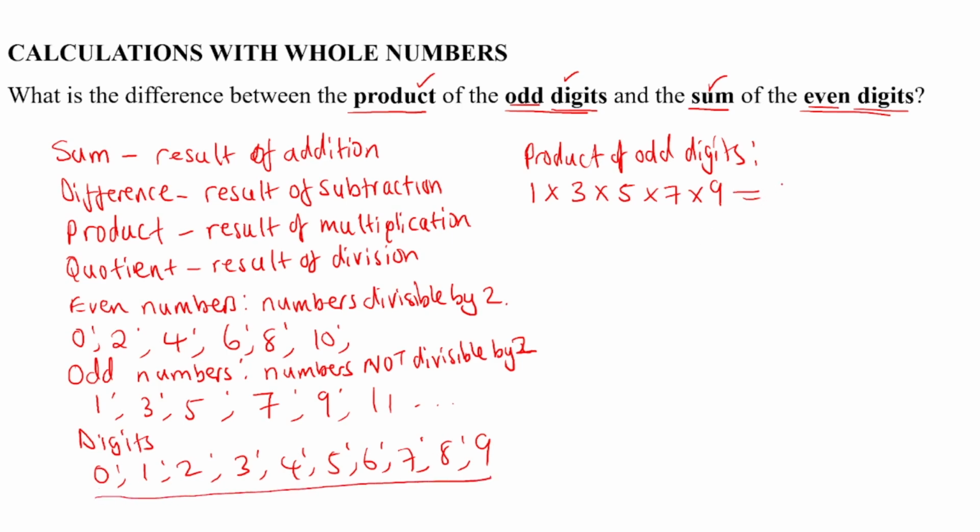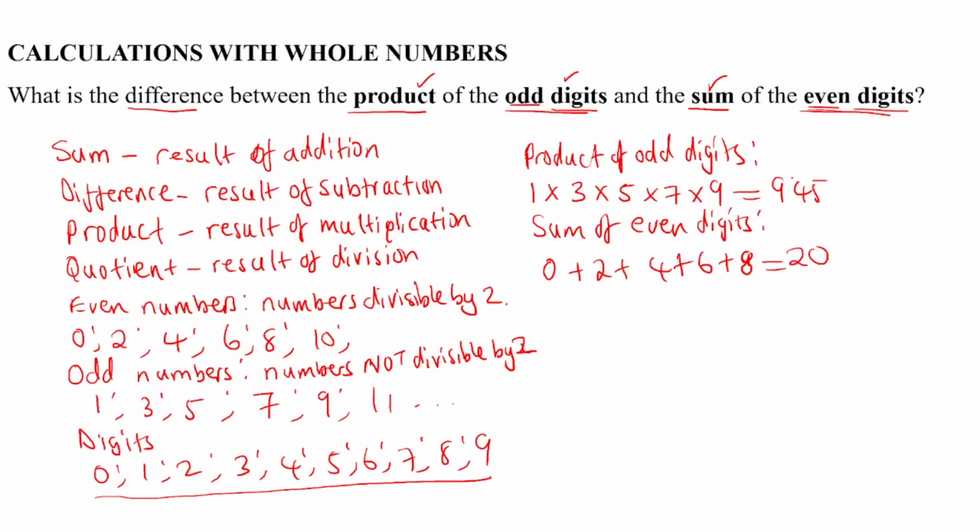Okay, and then what do you get? 945 if you multiply these 5 numbers. Okay, and then we want to get the difference between the product of the odd digits and the sum of the even digits. So sum of even digits, 0 plus 2 plus 4 plus 6 plus 8, which is equal to 8 plus 6, 14, plus 4, 18, plus 2, 20. So it's 20. And then now we want to find the difference between the product of the odd digits and the sum of the even digits.